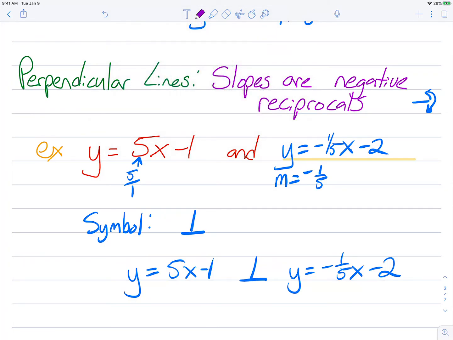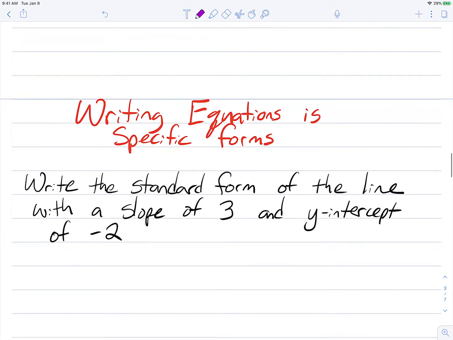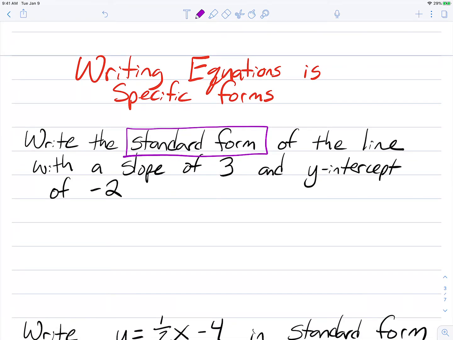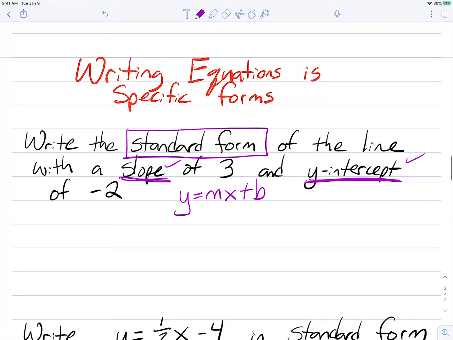Okay, we're going to write a couple of equations given specific information. This first one, we're going to be practicing writing things in standard form. Write the standard form of the line with a slope of 3 and a y-intercept of negative 2. What we're given is a slope and a y-intercept. The equation that best suits us is then y equals mx plus b, because m is the slope and b is the y-intercept. So if our slope is 3, it's going to start off with y equals 3x. And if our y-intercept is negative 2, it's going to end at negative 2.